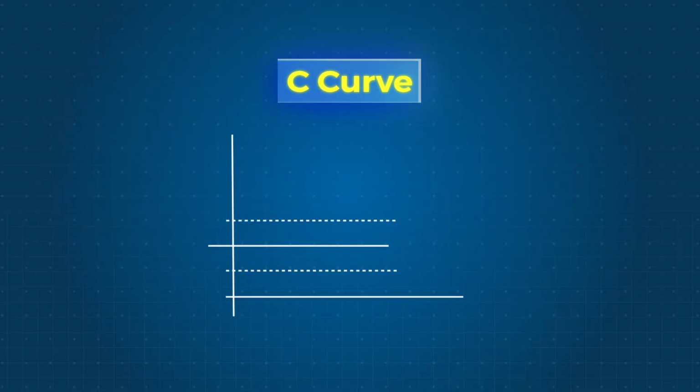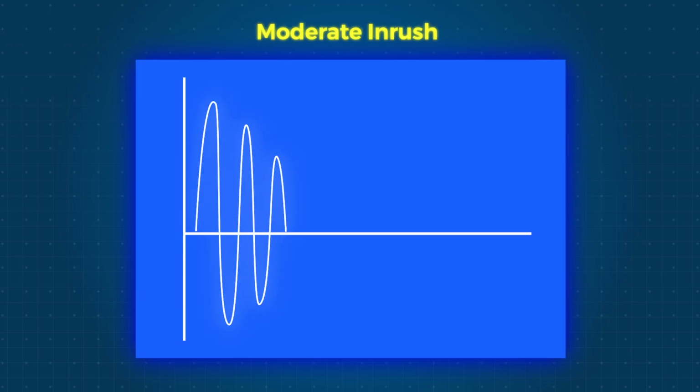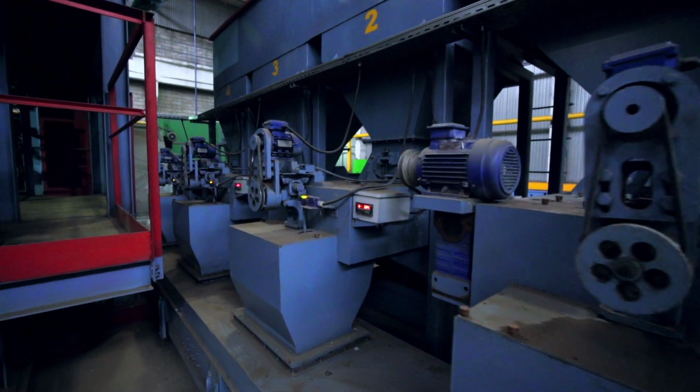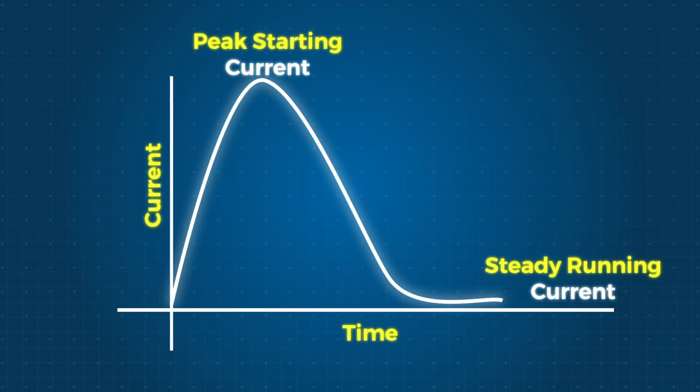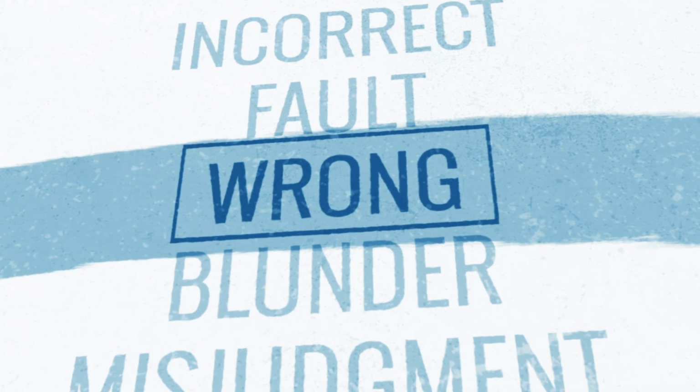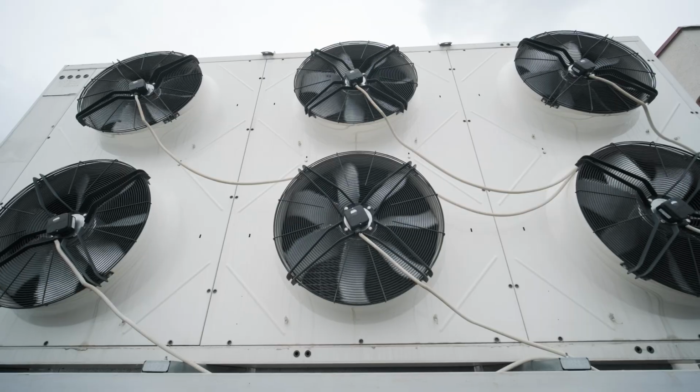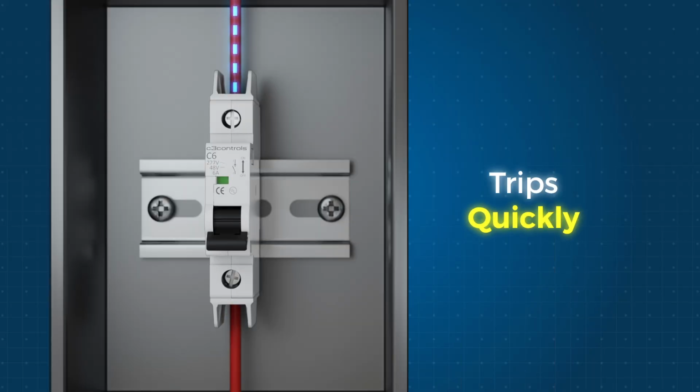C-curve breakers trip at 5 to 10 times their rated current, ideal for circuits with moderate inrush, like small motors, pumps, or ventilation fans. These loads need a little extra startup current. But if something goes wrong, say a pump gets jammed or a fan motor overheats and stalls, the breaker trips quickly to protect the system before damage occurs.